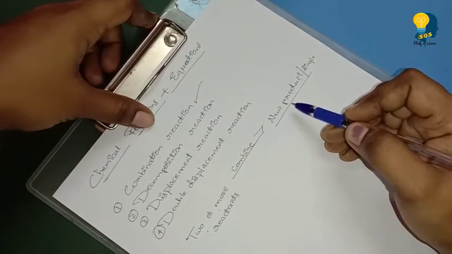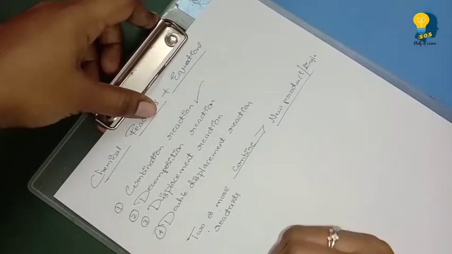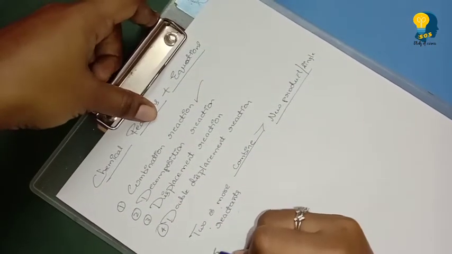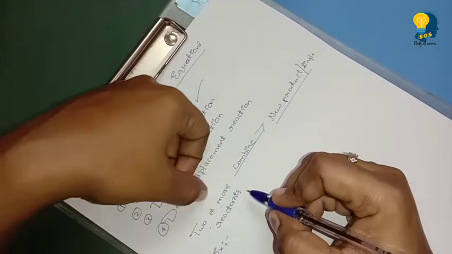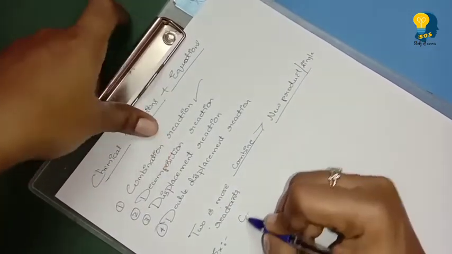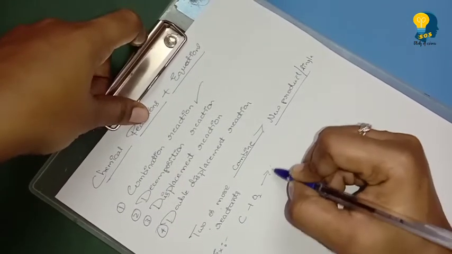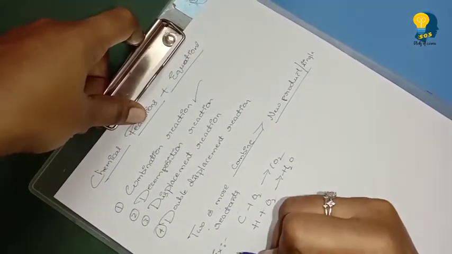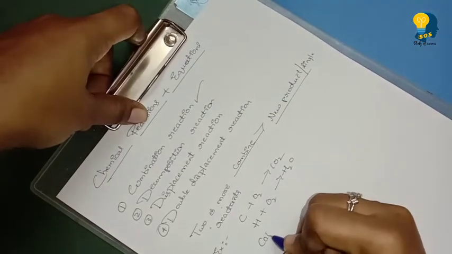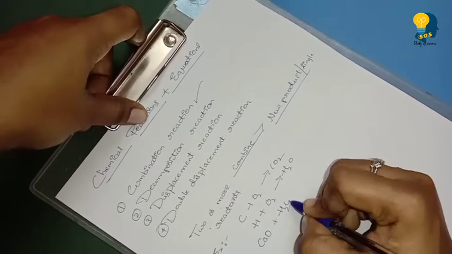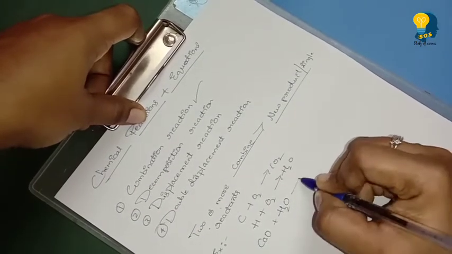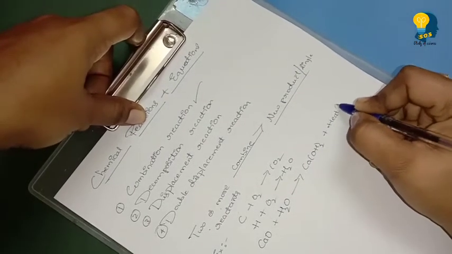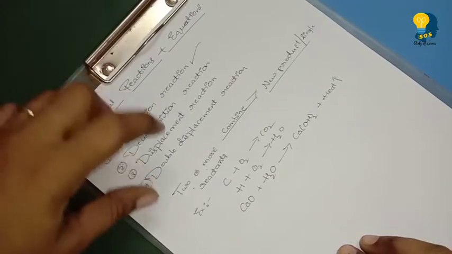Okay, so let's write some chemical equations as examples, because you should know the examples also. You will be getting the marks for that. As I told you, two or more reactants. So let me take two. Carbon combines with oxygen, it forms carbon dioxide. Hydrogen combines with oxygen, it forms water. Then calcium oxide, when we add water to calcium oxide, we get calcium hydroxide. Along with this, heat is also produced. Very simple, very easy to learn.